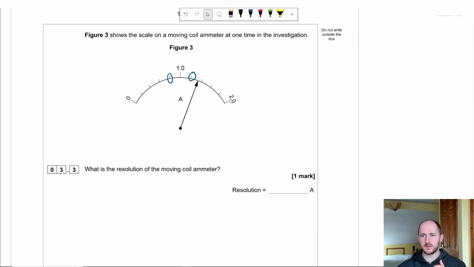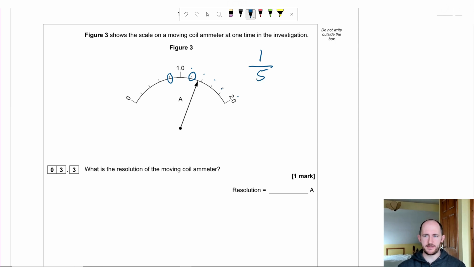Well, it goes from 1 to 2 and it goes up in 5 lines, right? So it goes 1.2, 1.4, 1.6, 1.8, 2. If you really wanted to work it out, it goes up by 1 in 1, 2, 3, 4, 5 lines.